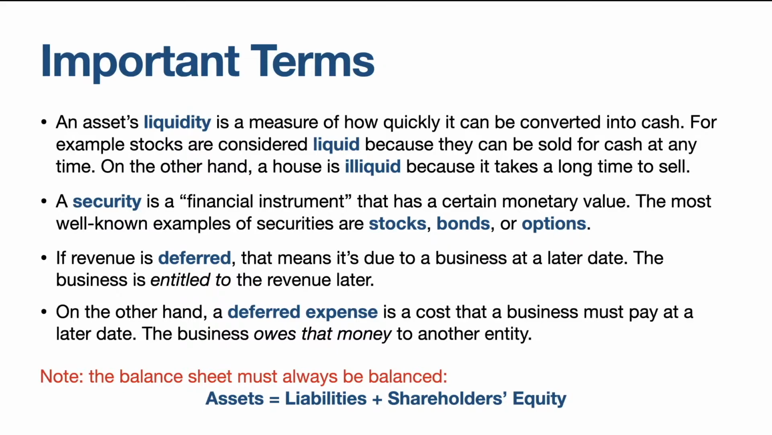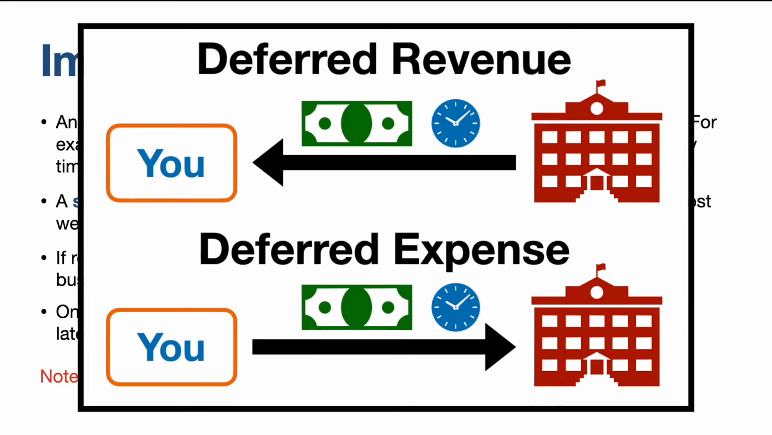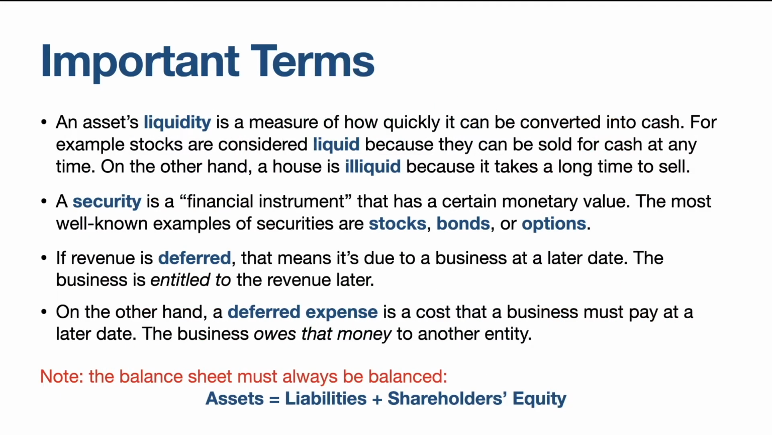If you're having trouble remembering the difference between deferred revenue and deferred expense, think of it like this. A company's revenue is money that it makes, so deferred revenue is money that it will make later. Similarly, a company's expenses are money that it has to pay, so deferred expenses are money that it has to pay later. Hopefully, thinking of it that way will help you keep your definition straight.